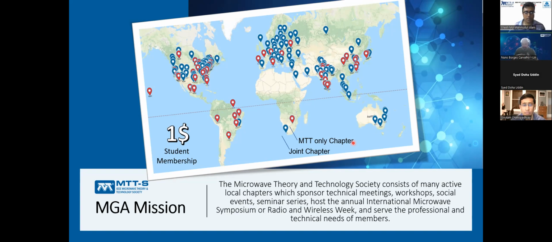In the meantime, we have a lot of new chapters being created, and most of the blue dots that you see in this image are a combination of AP and MTT. So it's a mix of microwave theory and technology and antennas and propagation. And since 2 years ago, we started a $1 student membership, and I hope this will be forever.